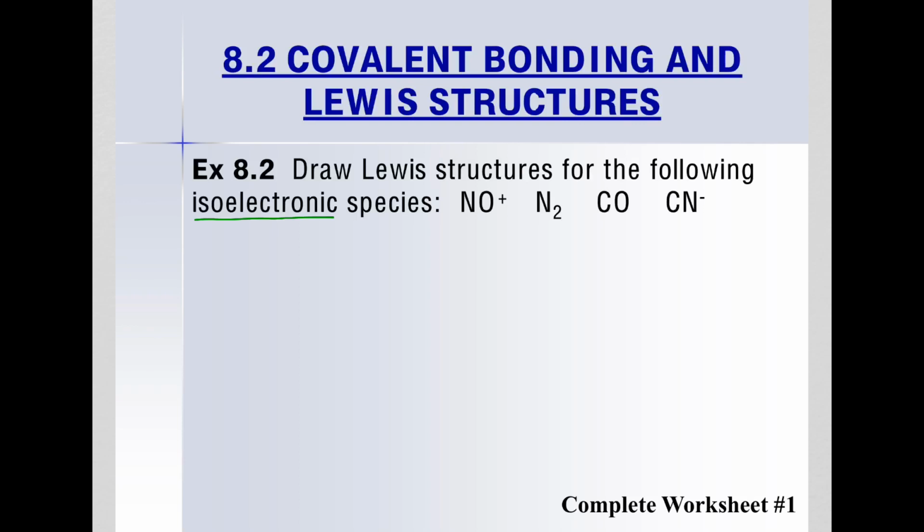So you'll find that when you calculate your total number of valence electrons, they will be the same for all four of these molecules. So what I'd like you to do is pause the video right now, and as a bit of a warm-up, try and draw Lewis structures for all four of the compounds you see here.